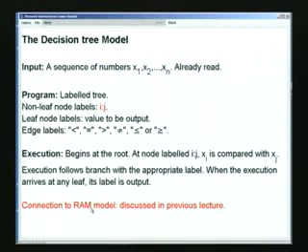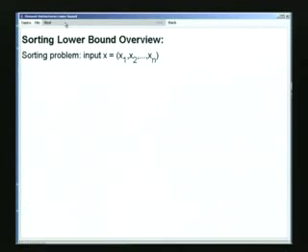Comparison based algorithms are simply algorithms which compare the keys. They do not perform arithmetic on the keys, or use the keys to index into arrays. They simply compare the keys, and of course they may copy. So here is a quick overview of the sorting lower bound.